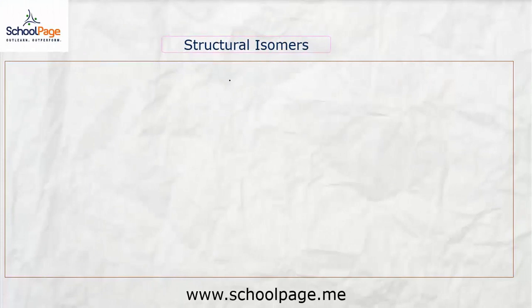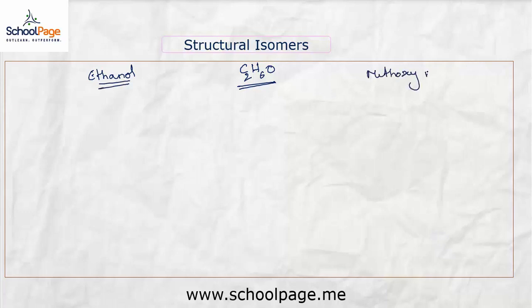Let us now consider one more example for structural isomers with the molecular formula C2H6O. This is the molecular formula. Now there are two compounds possible. One is ethanol and the other one is methoxymethane.